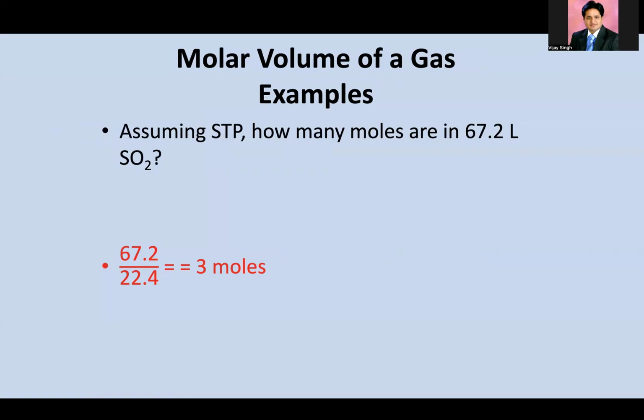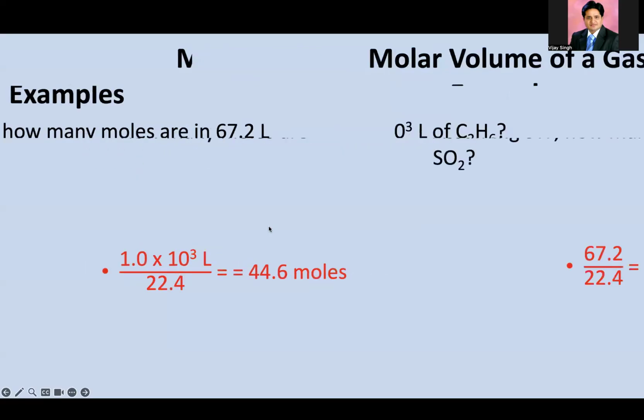Next, at standard temperature and pressure, how many moles are there in 67.2 liters of sulfur dioxide? So you have 67.2 liters of sulfur dioxide, and you are asked to calculate the number of moles. Remember that 1 mole of sulfur dioxide will occupy a volume of 22.4 liters. So 67.2 divided by 22.4 gives you 3 moles.